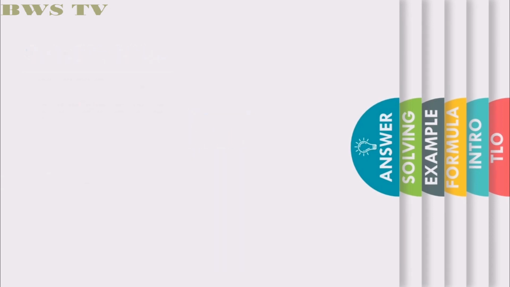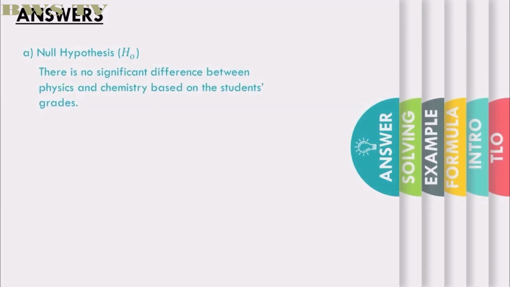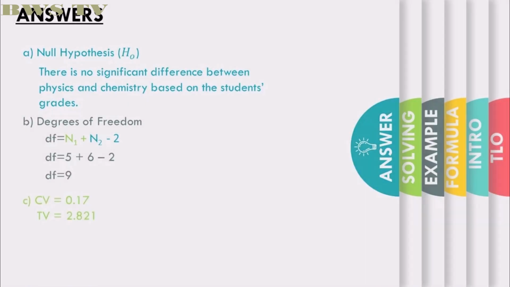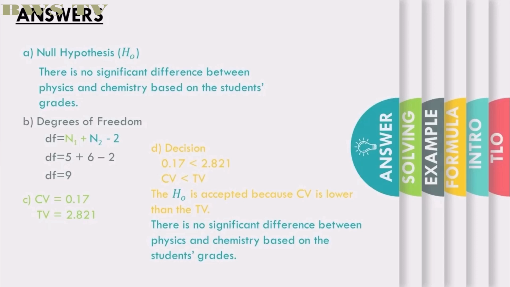So we can now answer the question. There is no significant difference between physics and chemistry based on students' grades. Degrees of freedom is equal to 9. CV is equal to 0.17. TV is equal to 2.821. So since CV is lower than the TV, the null hypothesis is accepted. There is no significant difference between physics and chemistry based on students' grades.